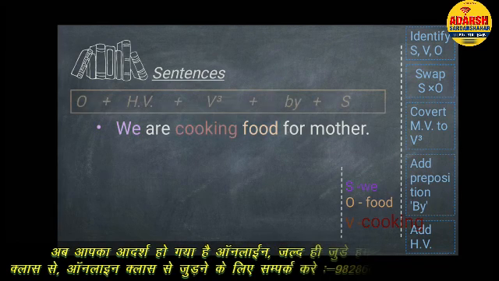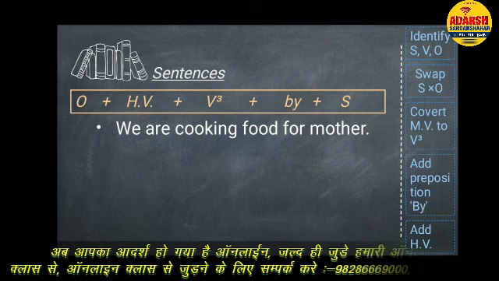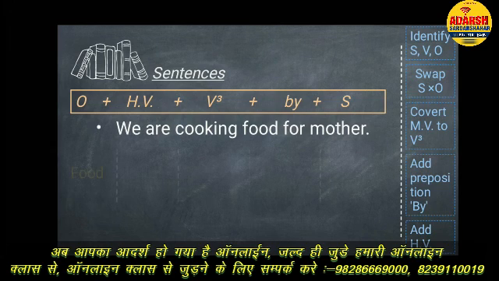So let us start converting. Before converting, let us write our formula, which is object plus helping verb plus verb's third form plus by plus our subject. We will divide our sentence according to this formula. So let's start. Let us swap subject to object and object to subject.